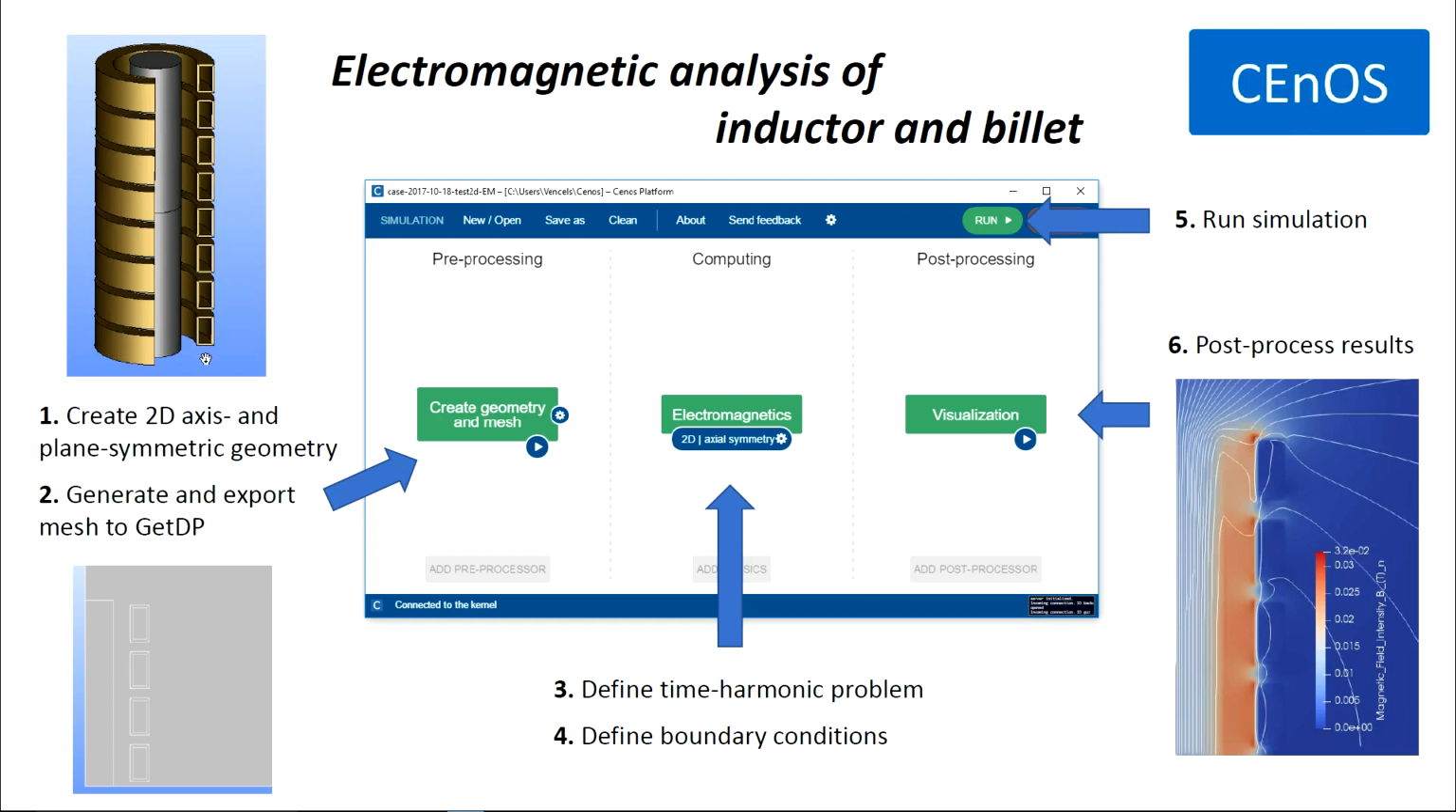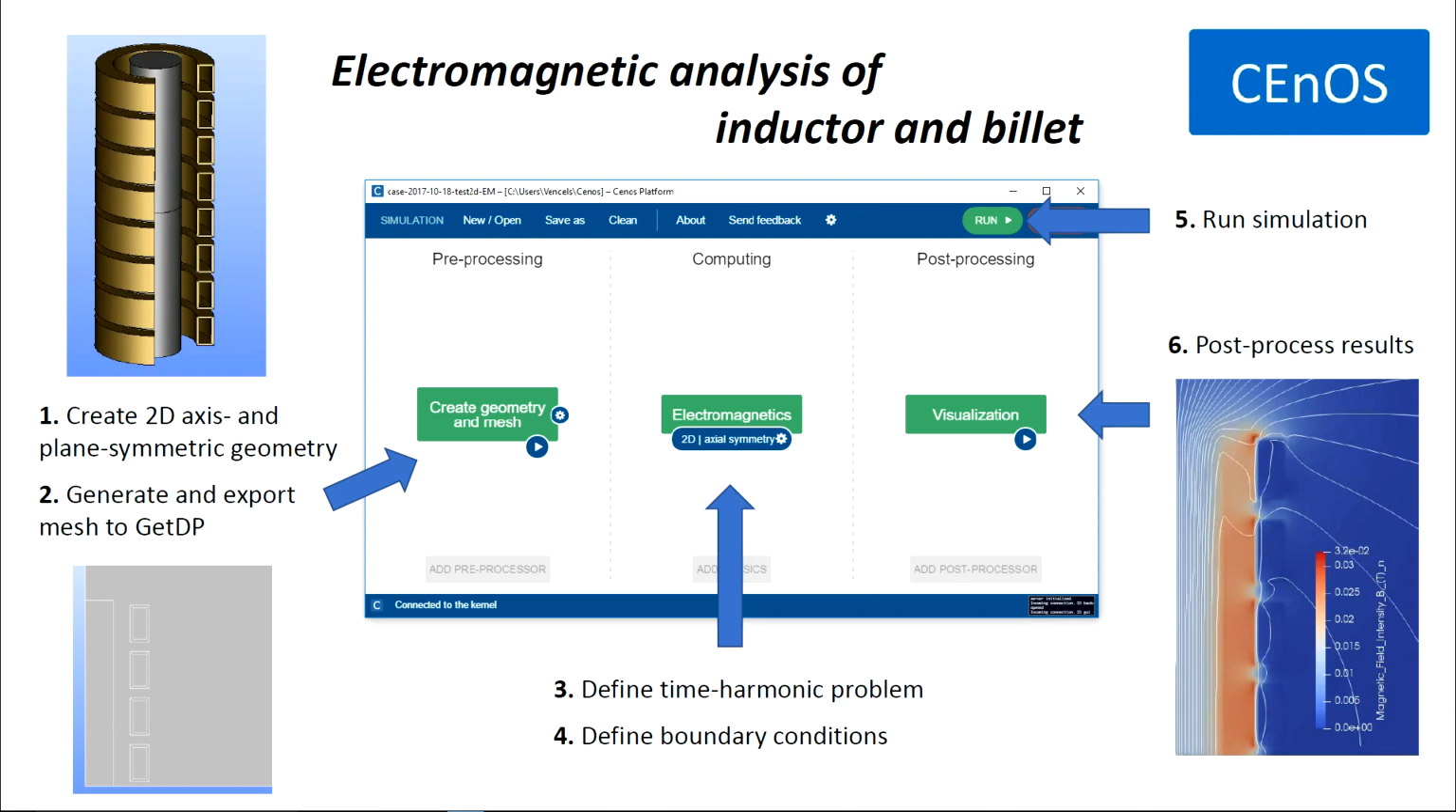To simulate this problem, we first have to create two-dimensional axis and plane symmetric geometry. Then we will generate and export mesh for the electromagnetic solver called getDP. Then we will define a time harmonic problem and define boundary conditions for it. Next, we will run the simulation, and finally we will post-process our results.